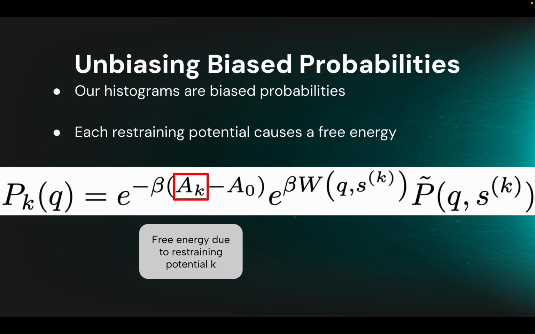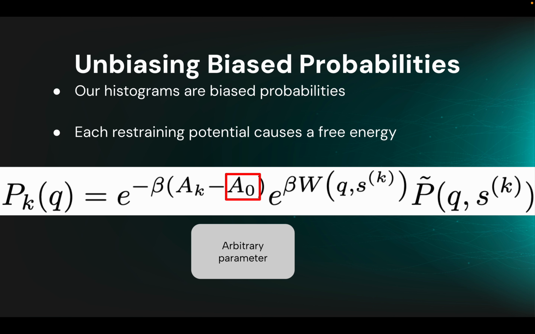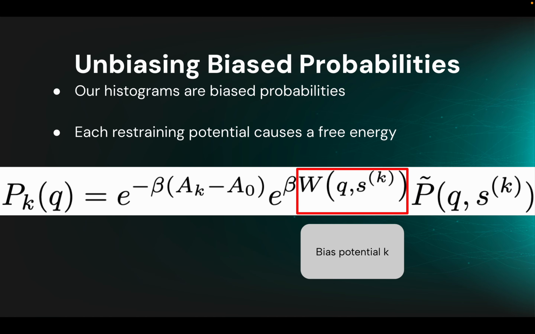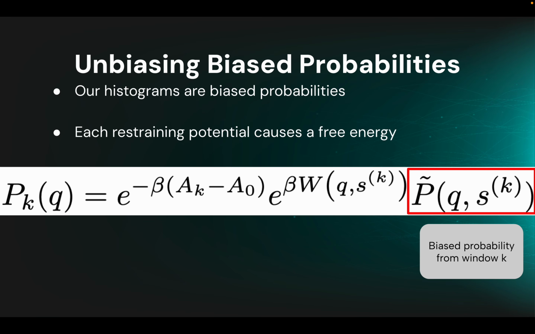The variables A_k are the free energy due to each restraining potential k. And A_0 is an arbitrary parameter that comes from the fact that we can never know the absolute free energy, only the relative free energies. This W is our bias potential k. And the bias probability that we've generated from our kth simulation is this P tilde. Q here is the coordinate that we're actually applying this function over. So in the example before, this was just the x coordinate. And the goal here is to produce this unbiased potential P.